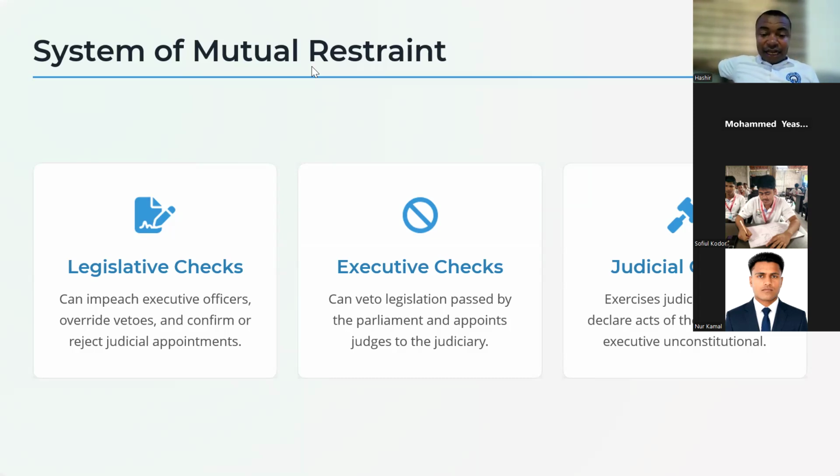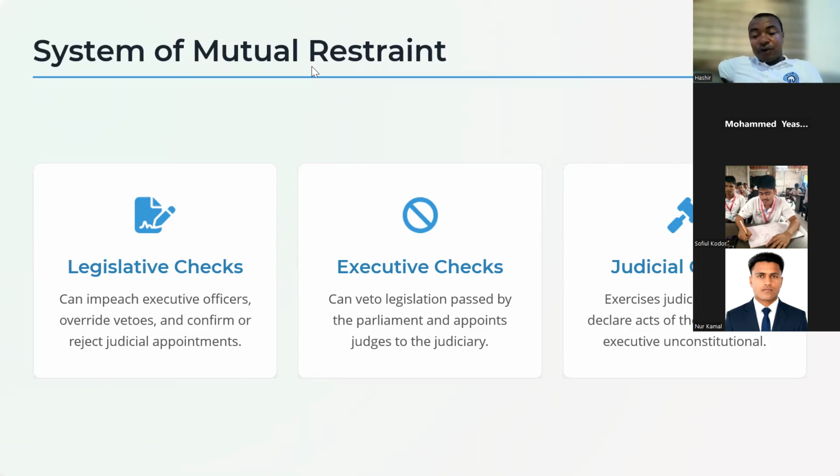And the executive check here is that they can also veto legislation passed by the parliament and appoint judges to the judiciary. So the executive, for example the president, like I told you, chooses who he wants to be in the law court. But then they have to go through the legislature to approve them before they start their work.